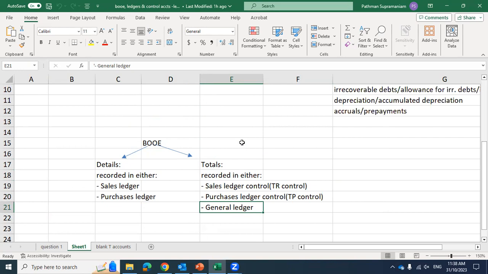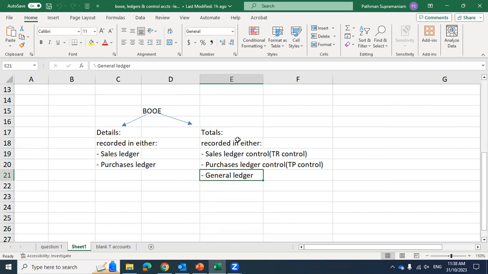Now, if something is wrong with the total of the books of original entry, then that will affect the control accounts. If something is wrong with the details, or maybe you recorded the details in the books of original entry correctly but posted it wrongly, or recorded it wrongly in the sales ledger or purchase ledger, that's going to affect the sales ledger or purchase ledger balance. So in this lecture, we are attempting to correct this situation.